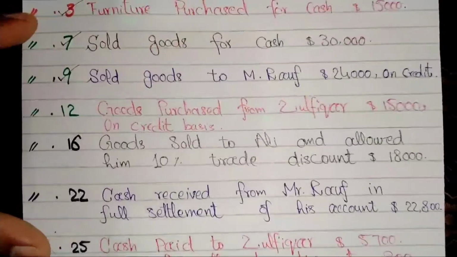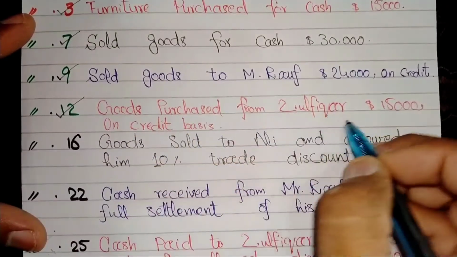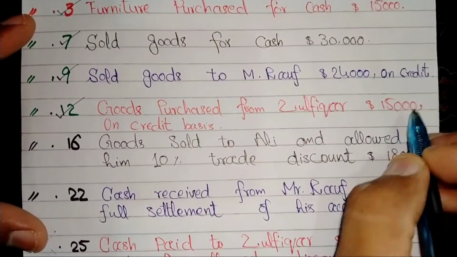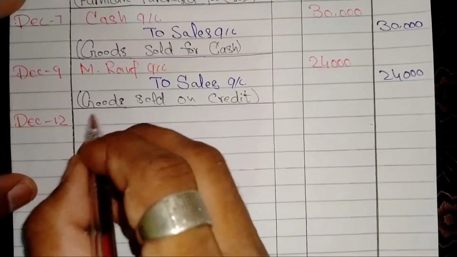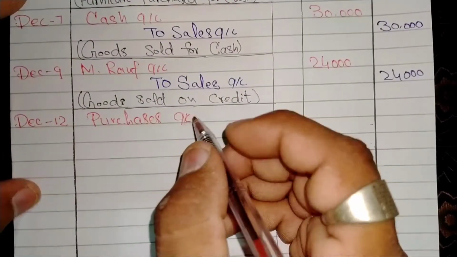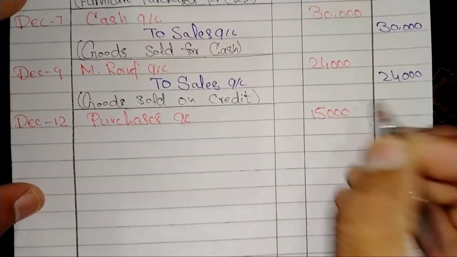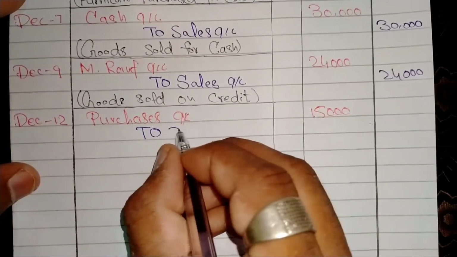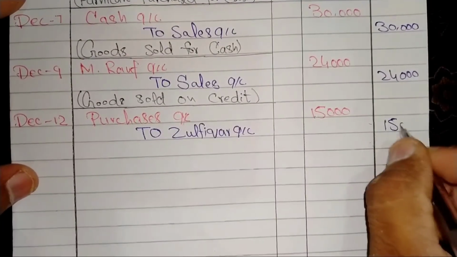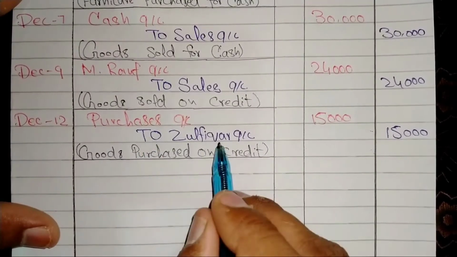Clear? The next transaction of the business, on 12th December, is goods purchased from Zulfikar amounting to $15,000 on a credit basis, or on account basis. So the entry will be purchases account debit with amount $15,000 to Zulfikar account credit with the same amount $15,000, with description, goods purchased on credit from Zulfikar.